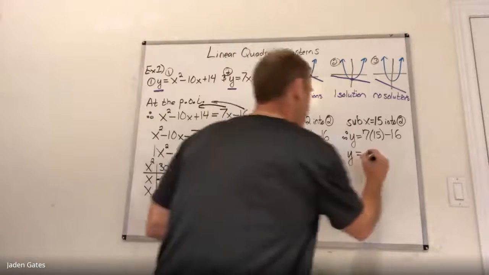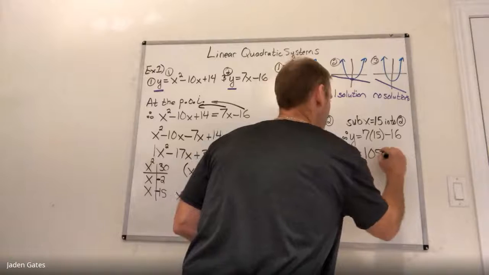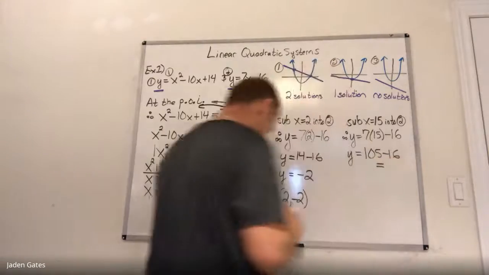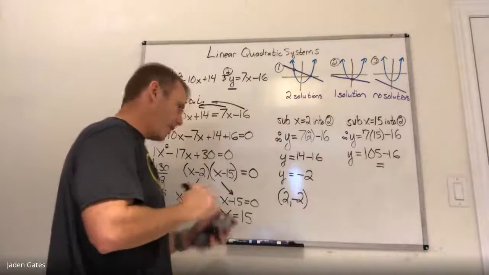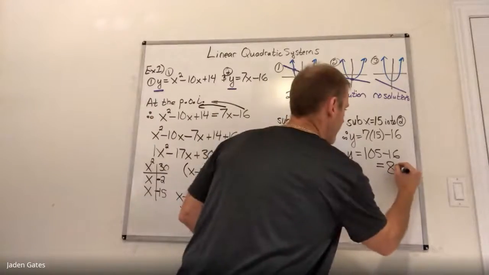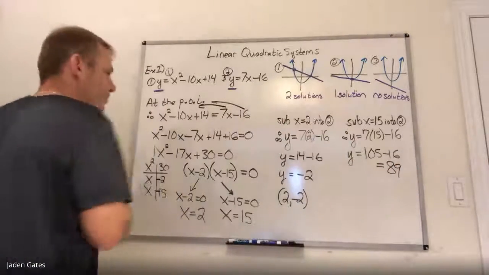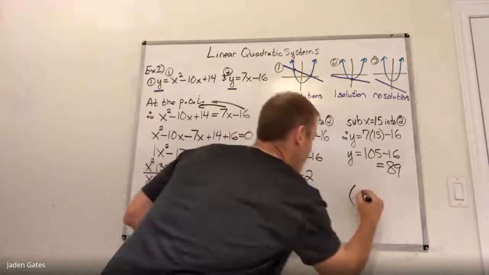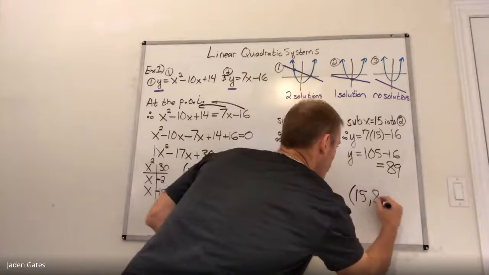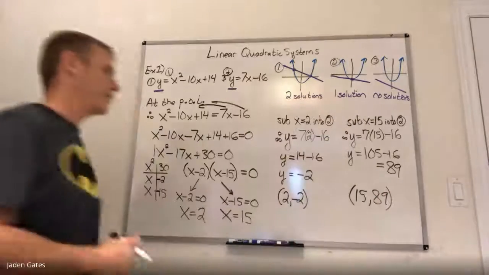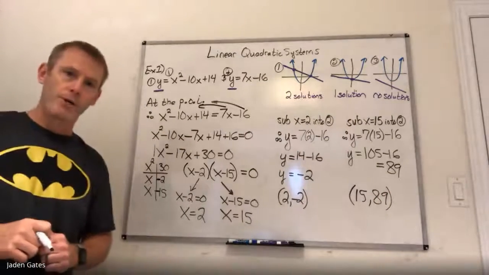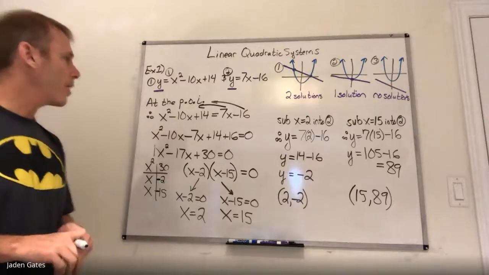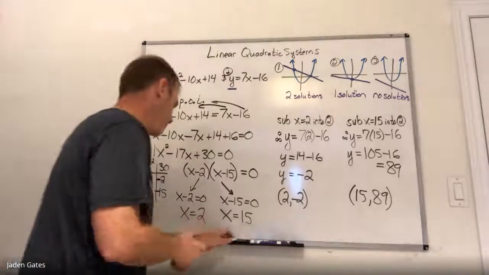I got 105. Minus 16. And that gives me 89. So then the second point of intersection, my x value was 15, my y value was 89. So there are 2 points of intersection. All right, let's try one more of those.